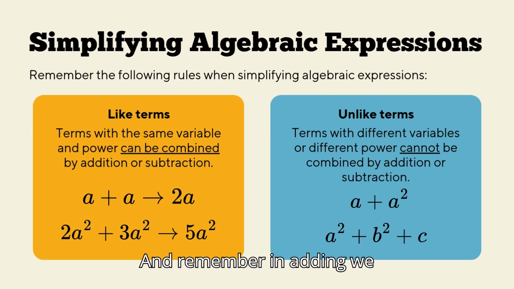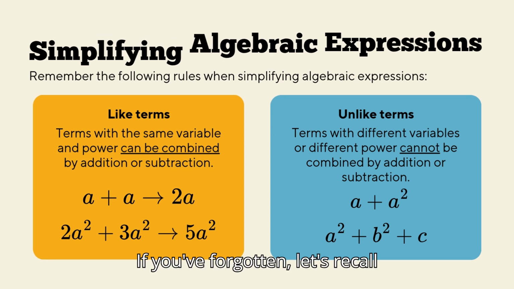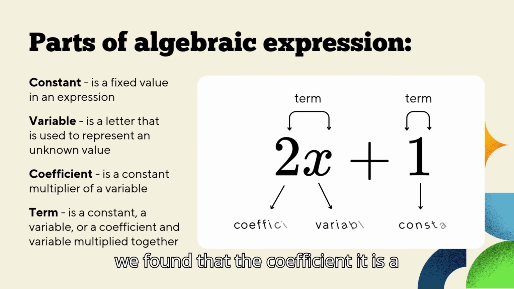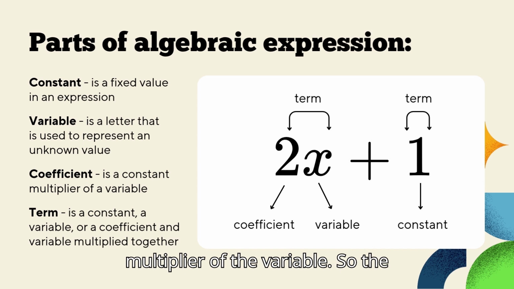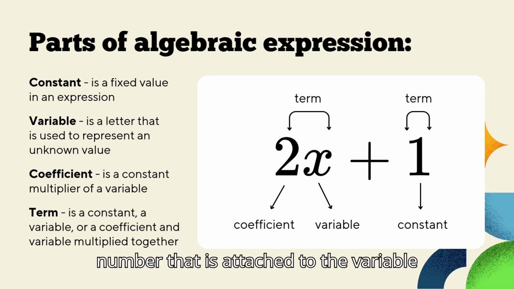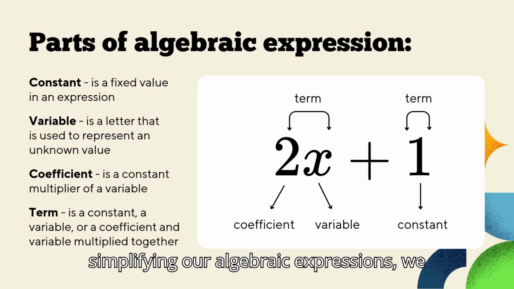And remember, in adding, we add the coefficients. We talked about the coefficient in the previous lesson. If you've forgotten, let's recall. We found that the coefficient is a constant multiplier of the variable. So the number that is attached to the variable is called the coefficient. So in simplifying algebraic expressions, we add the coefficients.